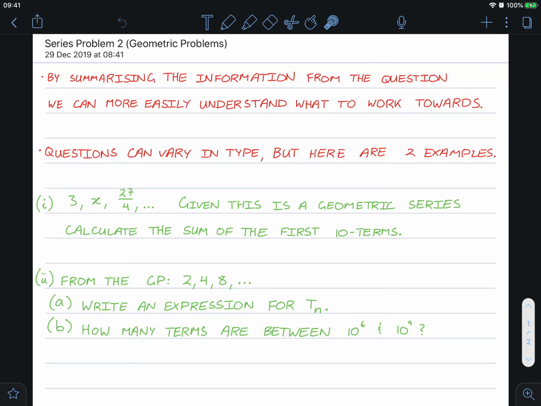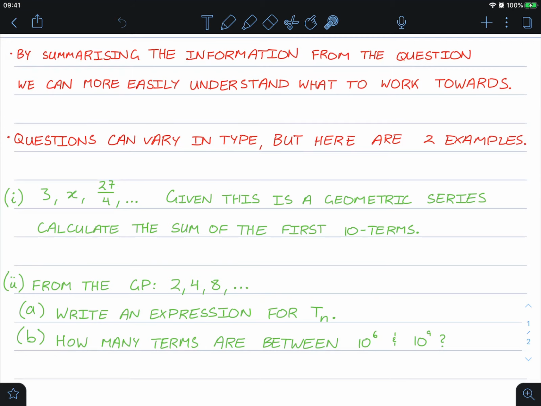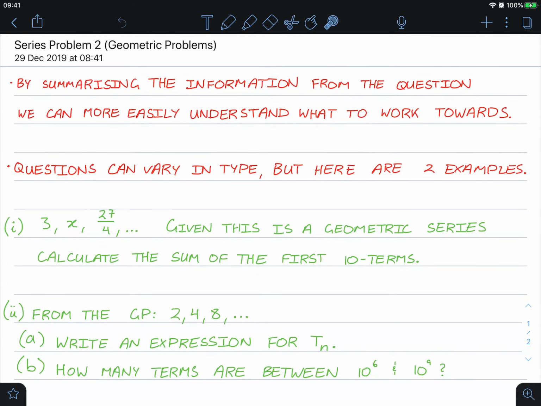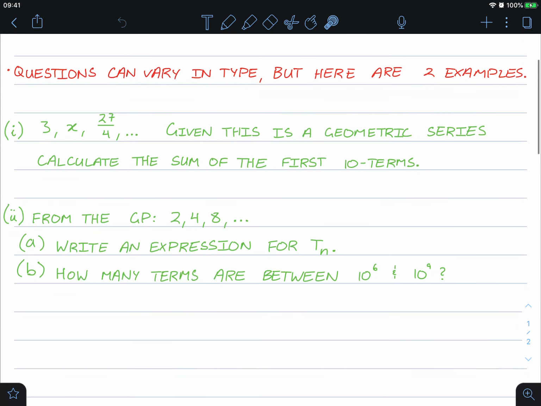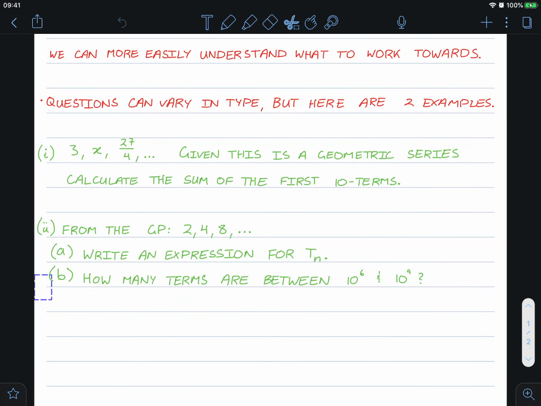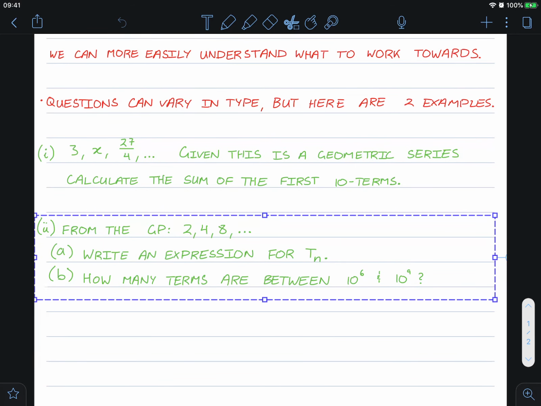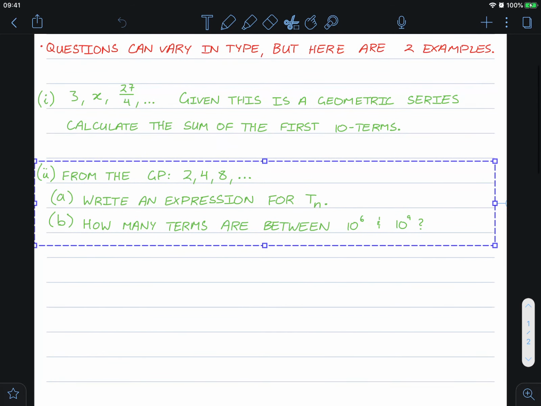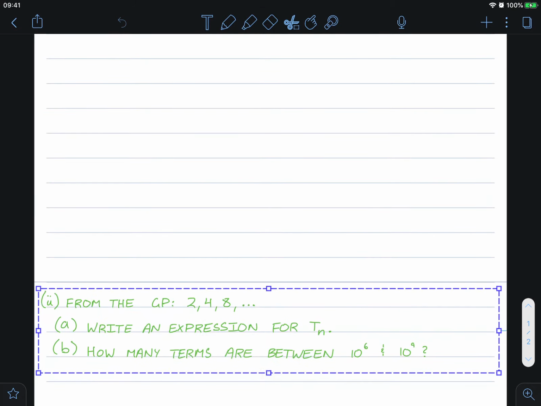Hello class, this is just a continuation for applying series concepts to different problems. Once again, we just need to summarize the information given in the question so we can know what to work towards, and also understand that the questions can vary drastically, so these are not all the types of questions we might find, but these are just two examples and focus more on the thinking rather than the solution itself.